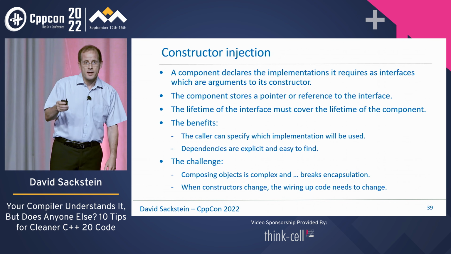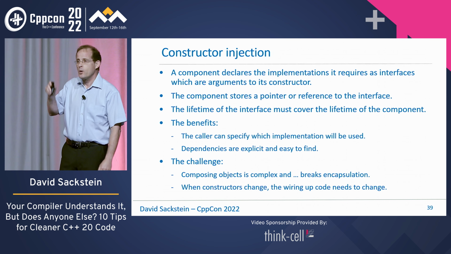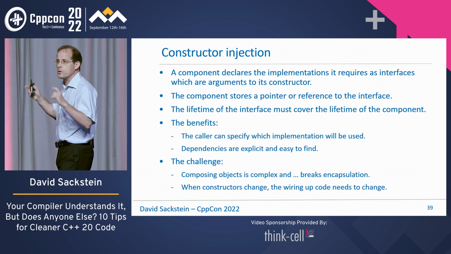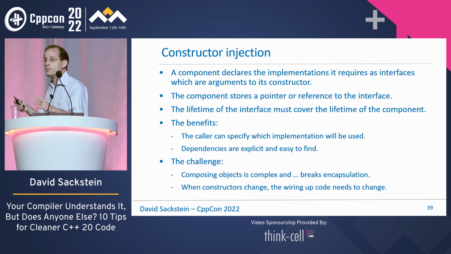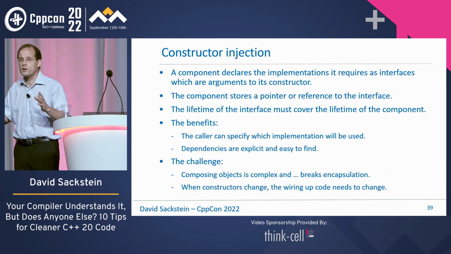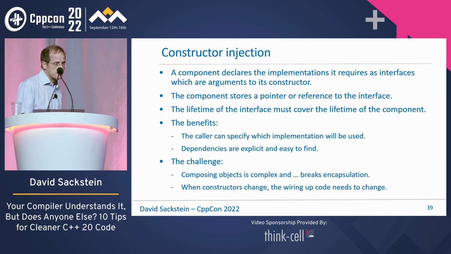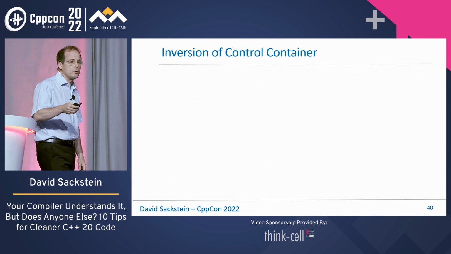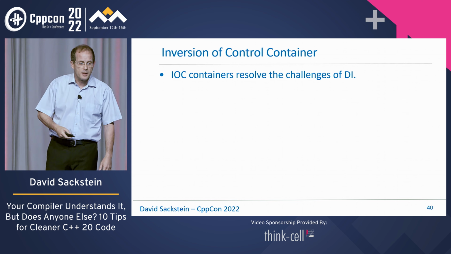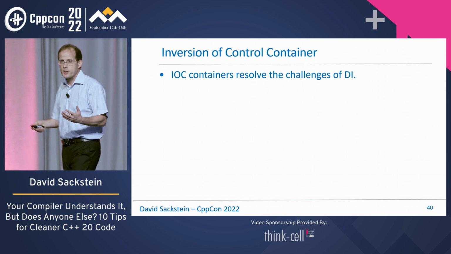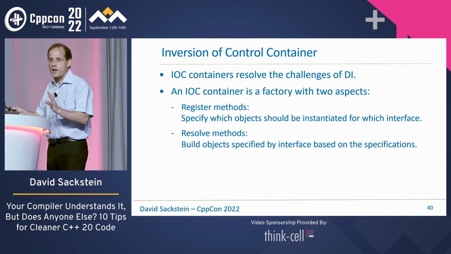And that's something that can be used to identify what requirements a particular object requires in the constructor. And if we can determine that, we can build an IOC container that can do all the work of building the objects for us. So that is what we call an IOC container, an inversion of control container. An IOC container resolves the challenges. It's a factory with two aspects.